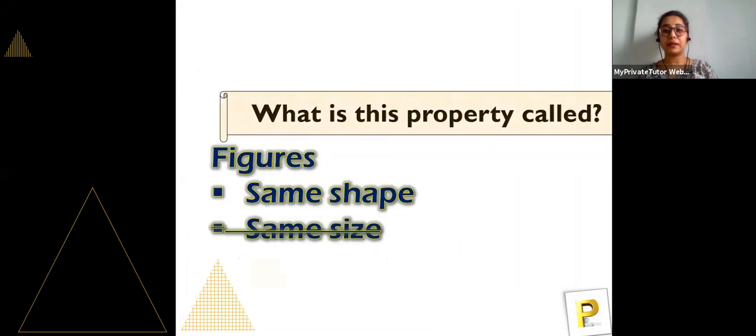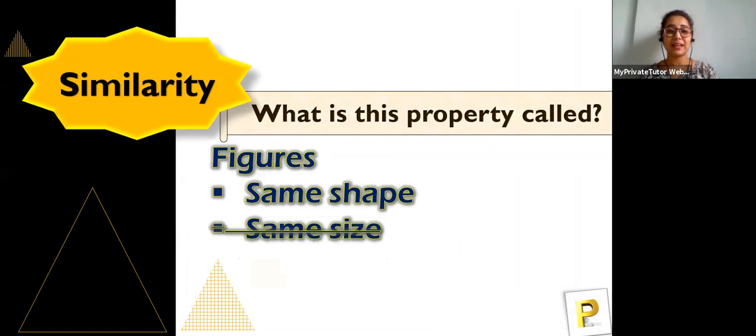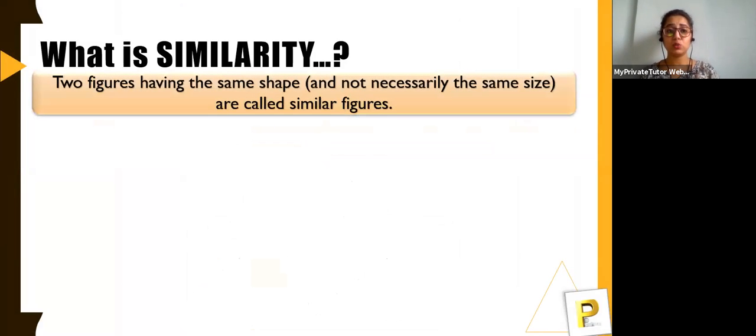Okay, so let's get back into this. What is this property called? This property is considered to be similarity. Now, what does similarity mean? Similarity is two figures having the same shape and not necessarily the same size.